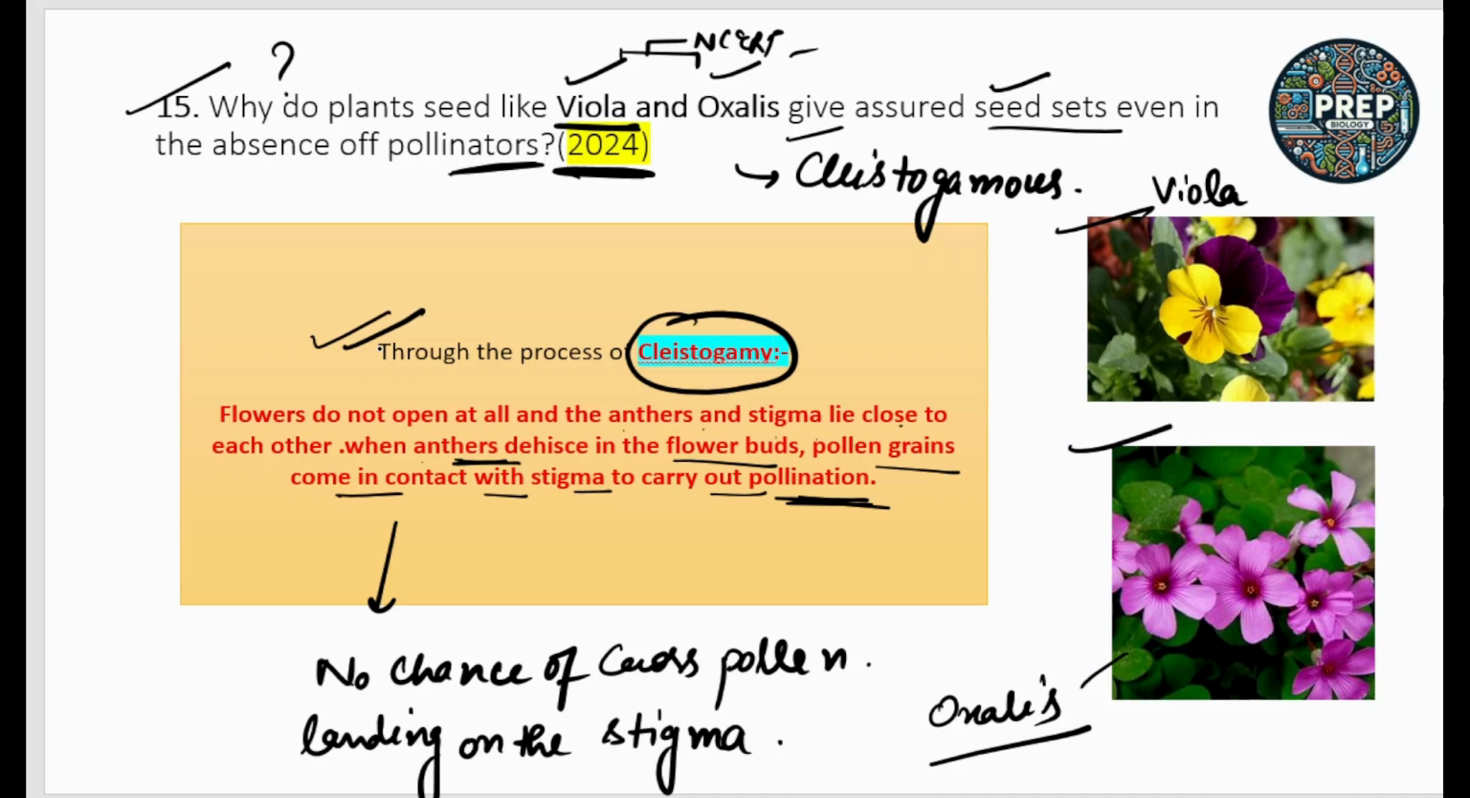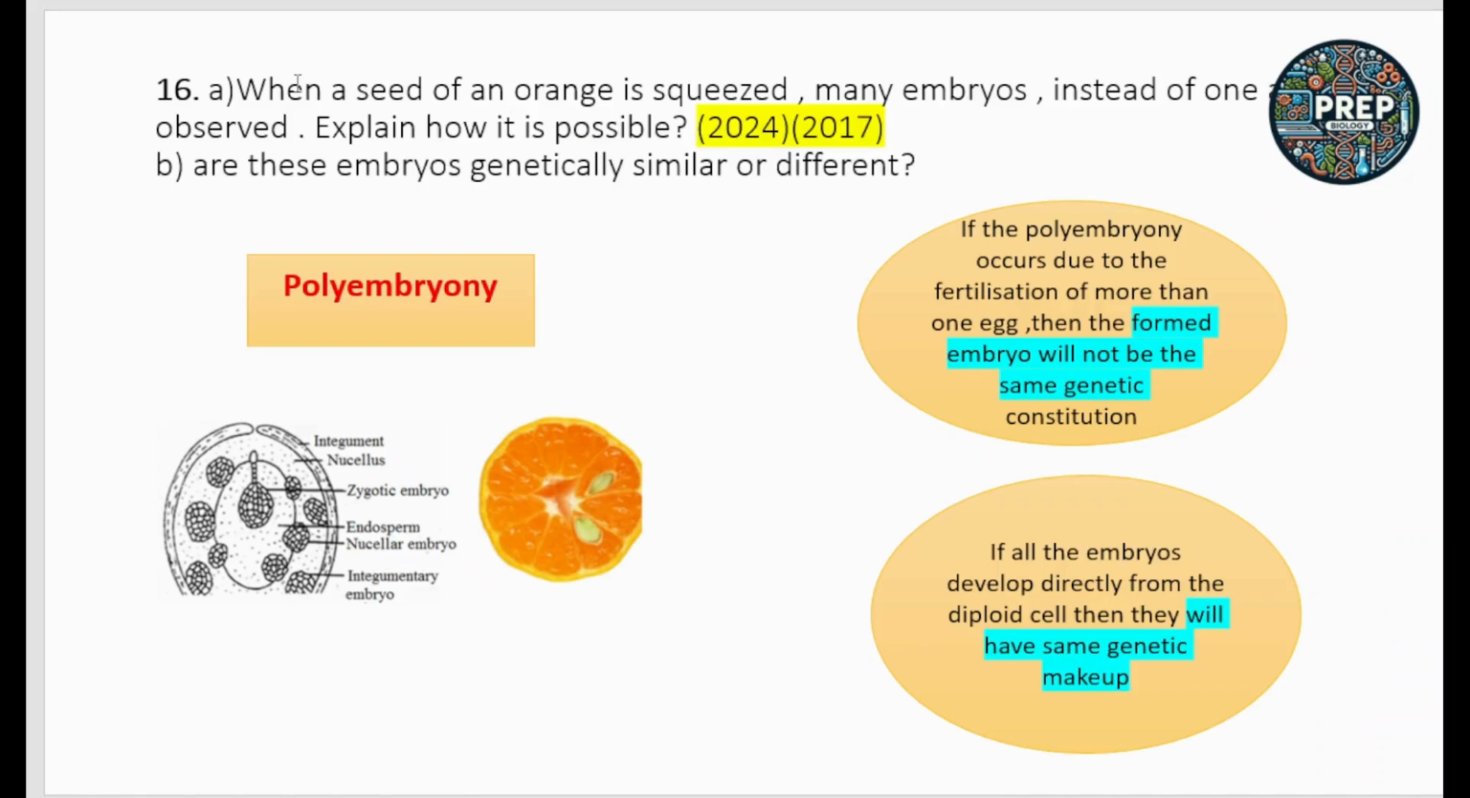What is the difference between cleistogamy and chasmogamy, with examples? Okay, so this is the question. Next is, explain when a seed of an orange is squeezed, many embryos instead of one are observed. So when we cut out or squeeze the orange, we see different embryos in that structure. Explain how it is possible.